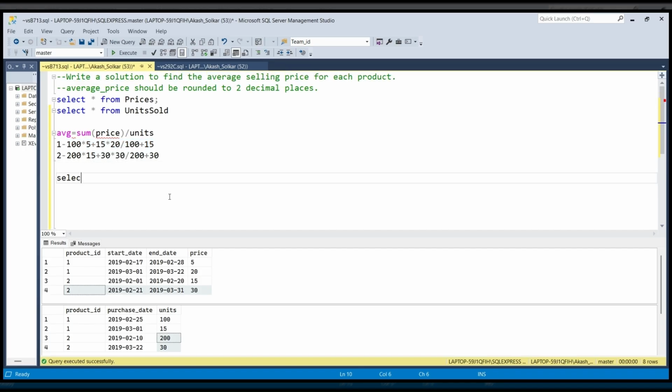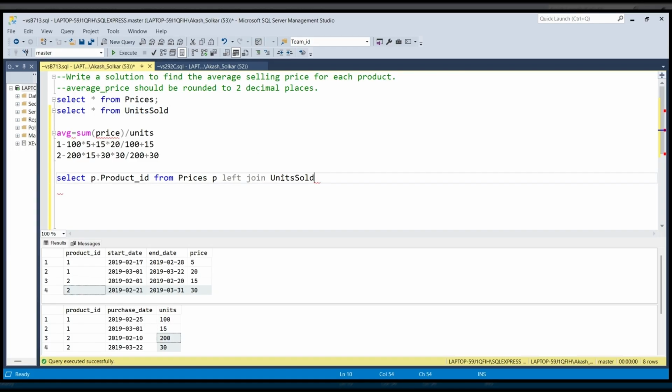First we are going to select product id from the prices table, and we are giving it the alias name p. So p dot prices table, and we are going to use a left join with unit sold.